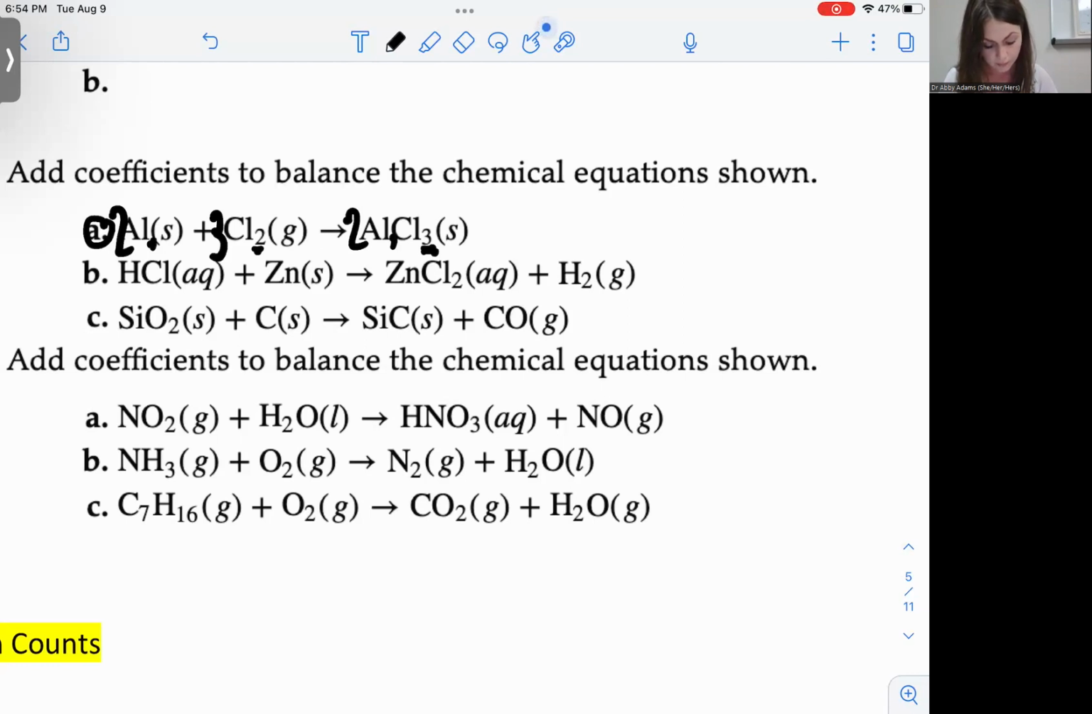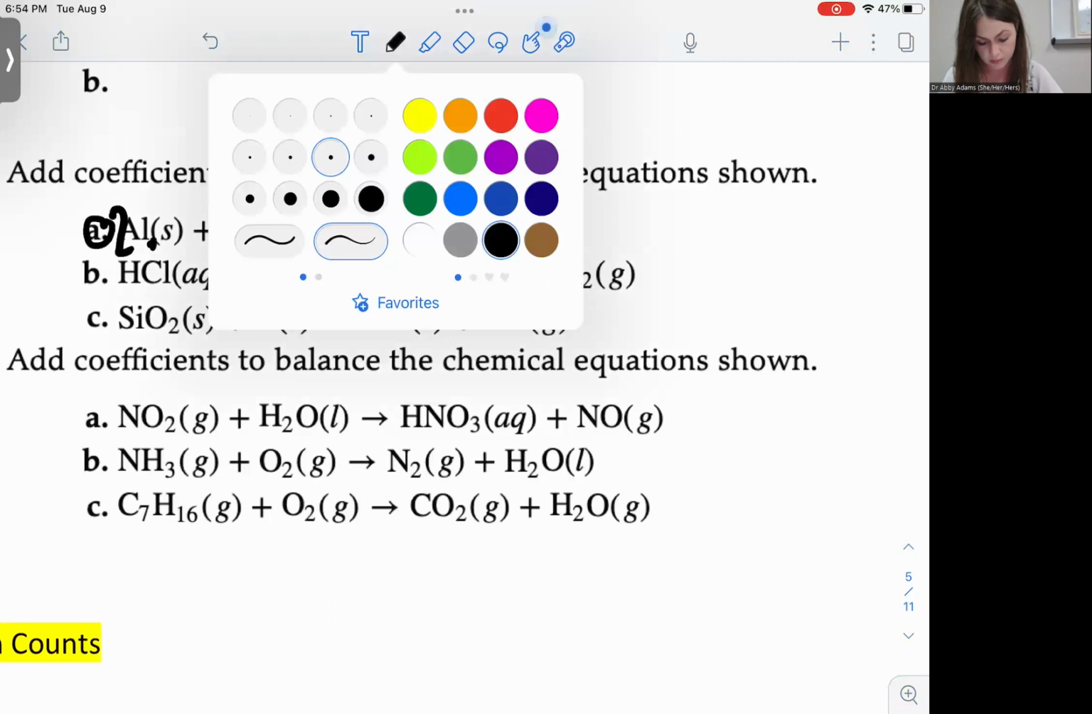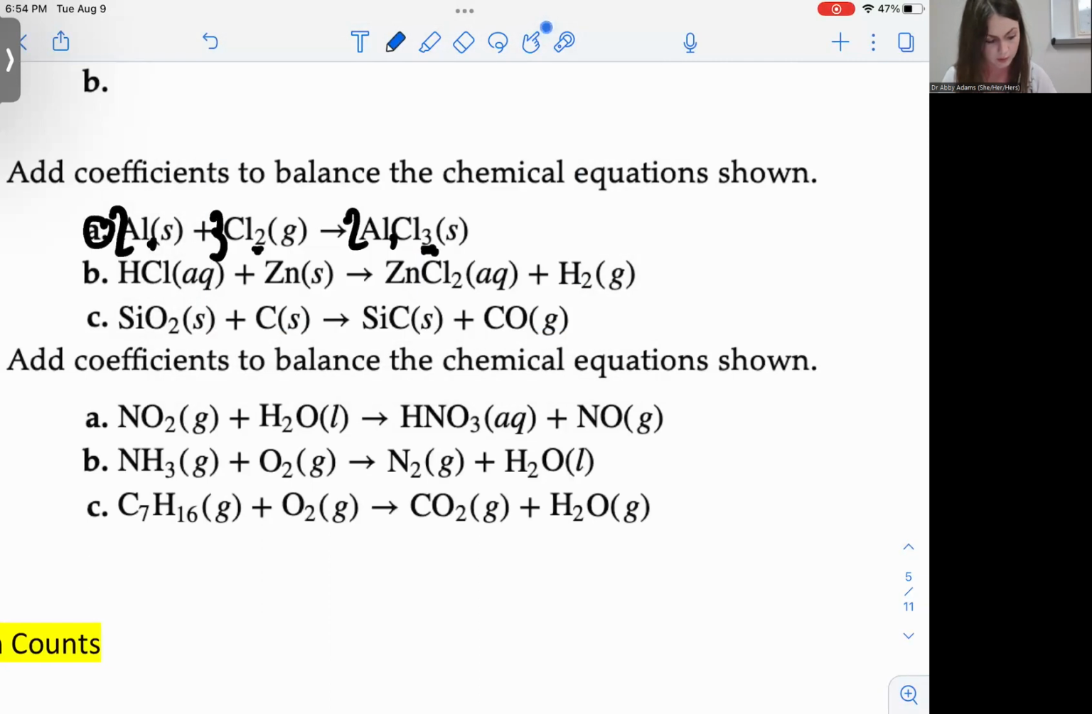So, let's see. Does it look balanced? It looks balanced to me. All right, I think that is correct. So we can move on to the next one. I'll change the color so that you can see a little better on the next one.